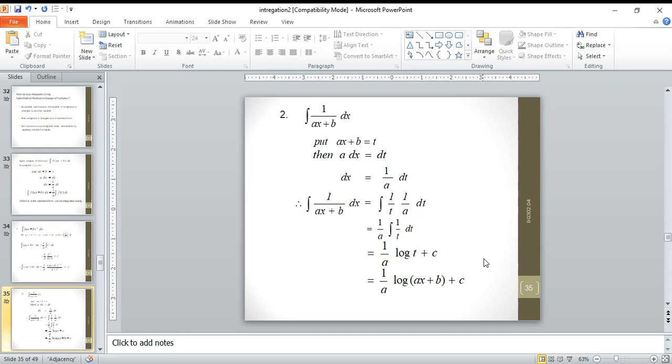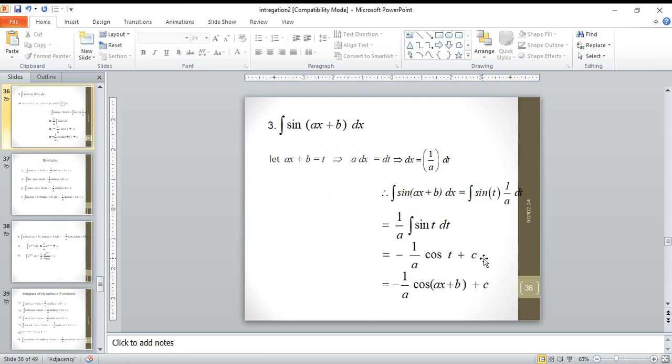So integration of 1 by ax plus b dx. Put ax plus b equal to t. Taking the derivative, a into dx equal to dt, so dx equal to 1 by a dt. Integration of 1 by ax plus b dx becomes 1 by t into 1 by a dt, that is 1 by a into integration of 1 by t dt, which is 1 by a into log t plus c. Here the t value is ax plus b, so the answer is 1 by a log ax plus b plus c.